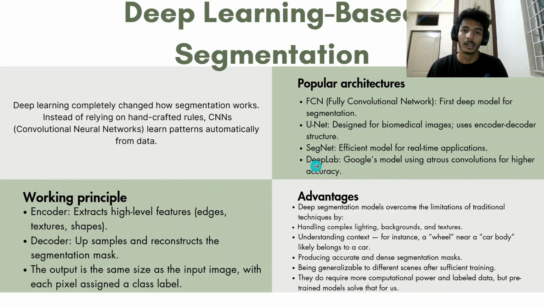Moving on to deep learning based segmentation. Now, deep learning completely changed how segmentation works. Instead of relying on handcrafted rules, CNNs learn patterns automatically from data. The popular architectures used are the fully convolutional network, which is the first deep model for segmentation, UNet, SegNet, and DeepLab, which is Google's model using dilated convolutions for hierarchies.